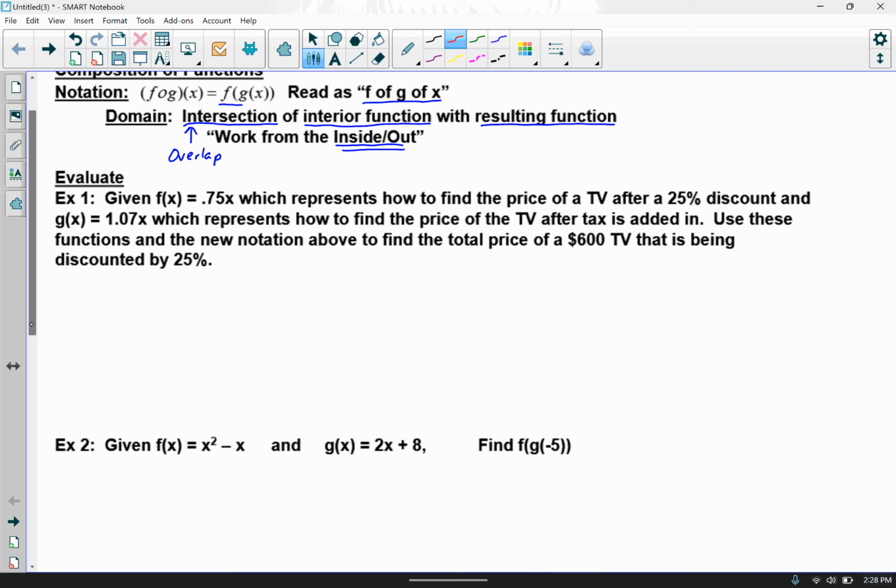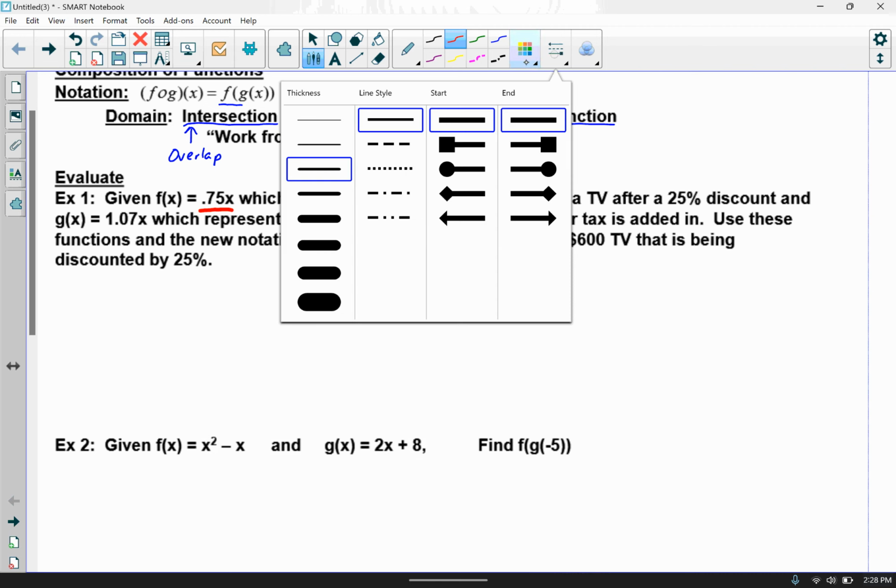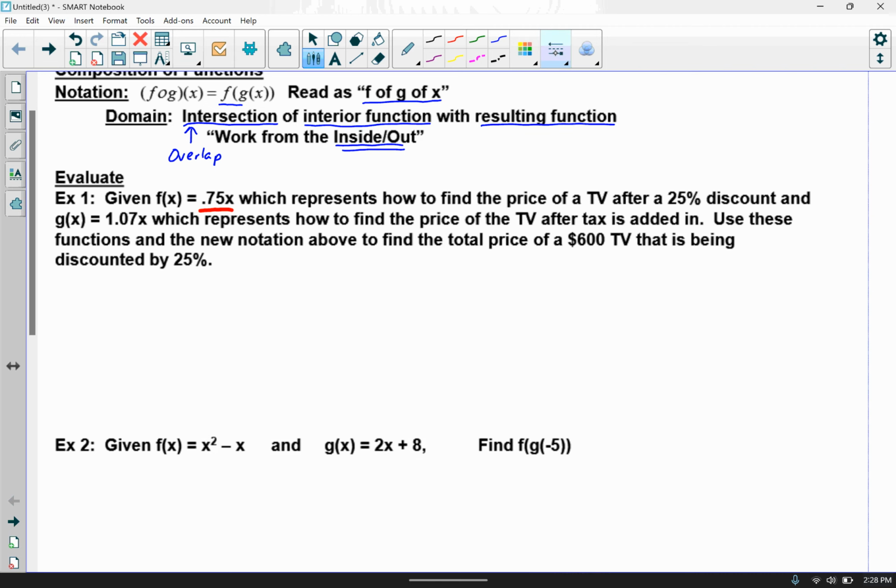All right, so here in example one, it says given that f of x equals 0.75x, and that represents how to find the price of a TV after a 25% discount is applied. Okay, so you go to the store, maybe you go to Target, Walmart, Best Buy, wherever you go, and there's offering 25% off these TVs. Well, then that means you're going to pay 75% of that price. So that's where this formula is coming in here, 0.75 times the price of the TV. And that will be how much you'd pay.